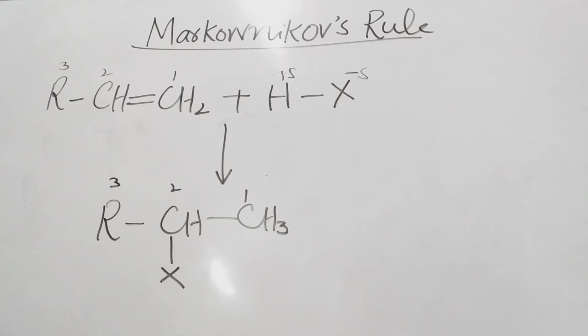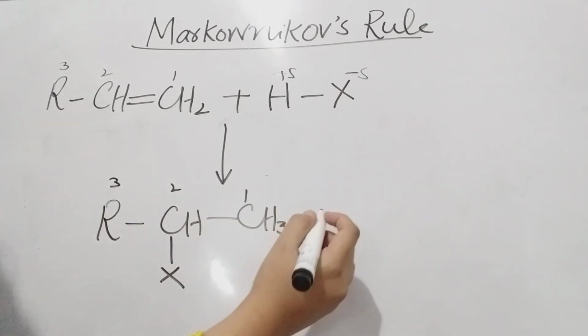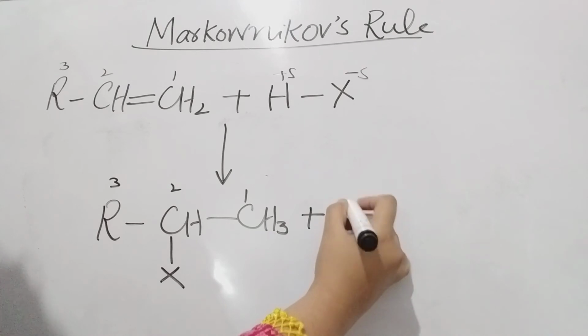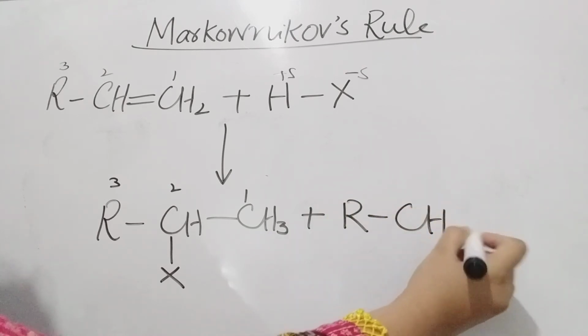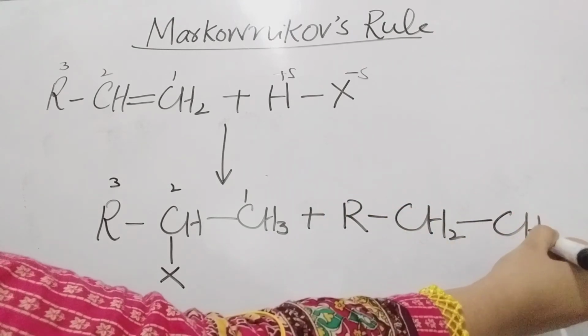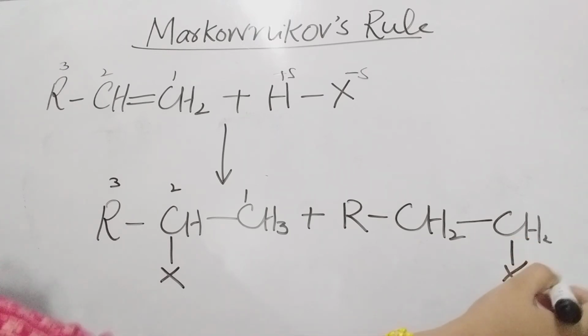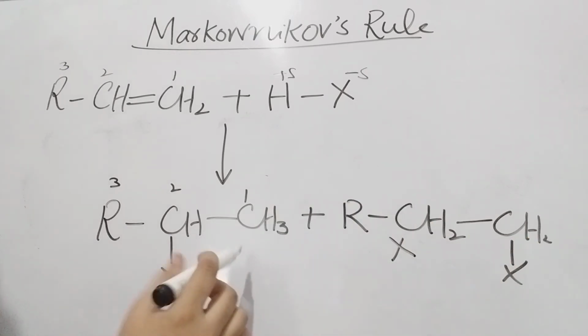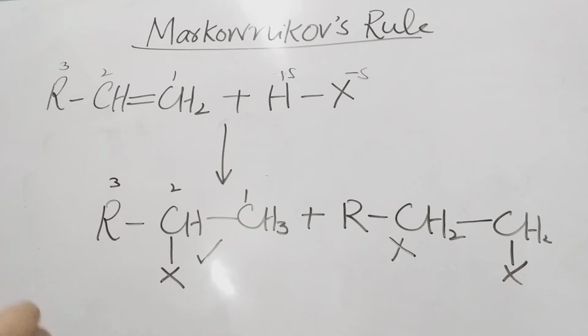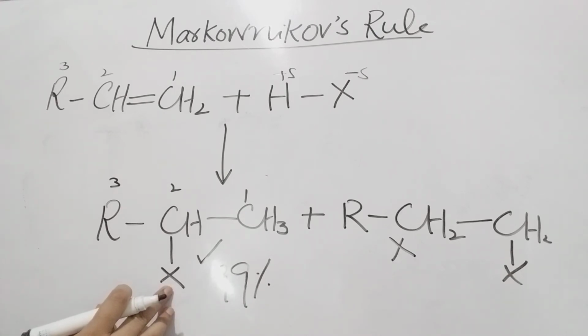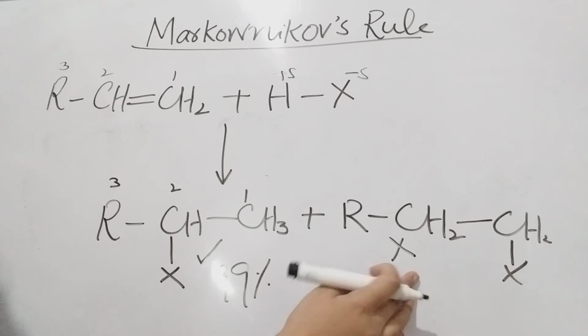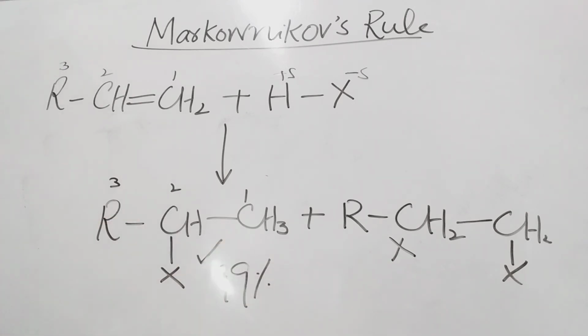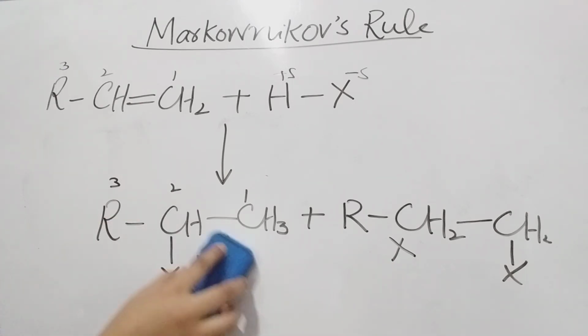However, in another case, if you make the other product, that would be like this, RCH2 and CH2X. This product is not formed during the chemical reaction, or in other words, you can say that approximately 99% you have the secondary product, and only 1% you have this product, if it is present in a chemical reaction.